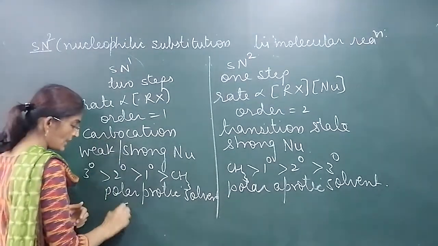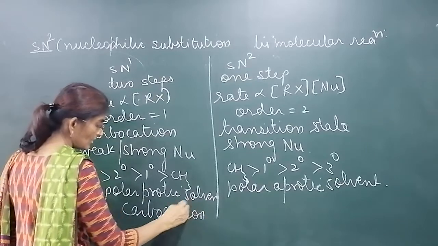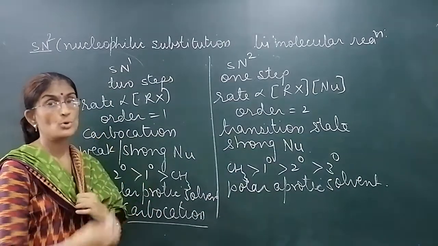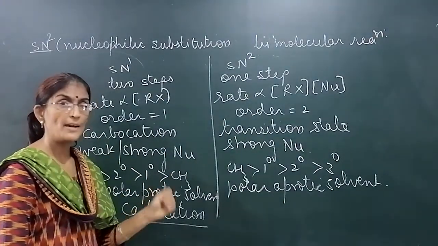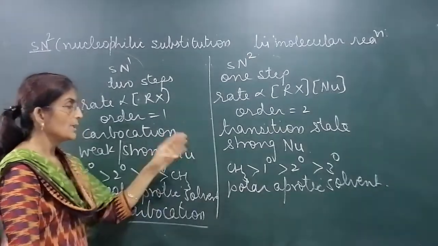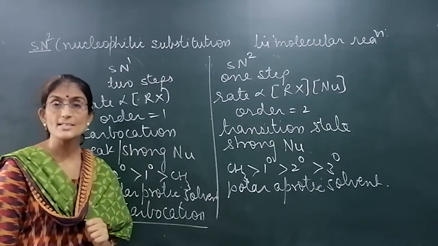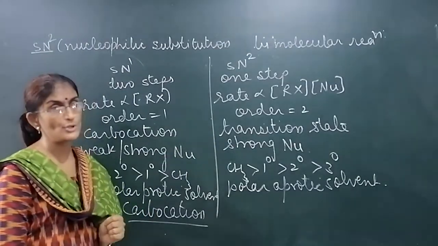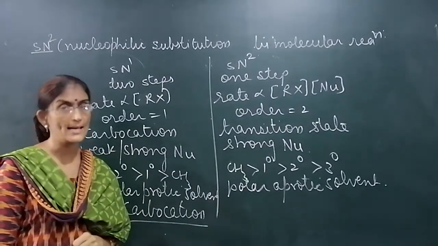Its stability depends on carbocation stability. The more stable the carbocation, because formation of the carbocation is the rate determining step, so the more stable the carbocation, the more the rate of reaction. The rate of reaction will be faster. Here it depends on the stability of the transition state. If the transition state is somewhat stable, then only will the reaction proceed via the SN2 mechanism. These are the few differences between SN1 and SN2.